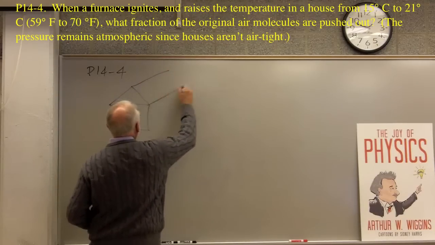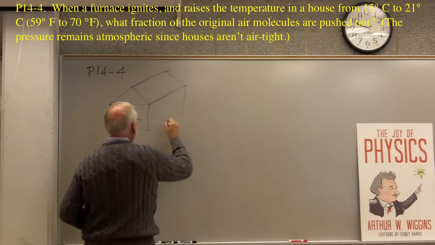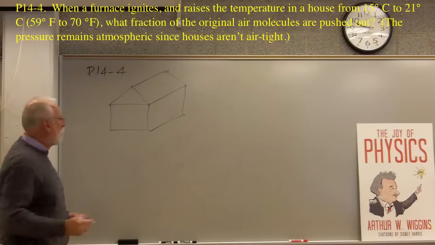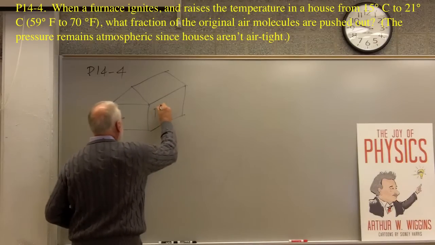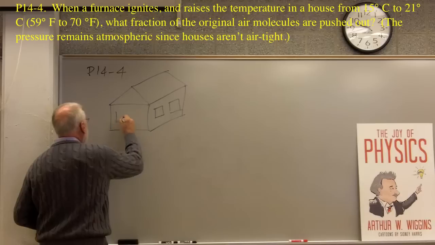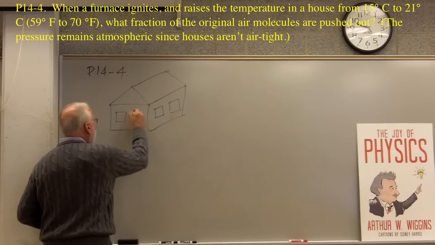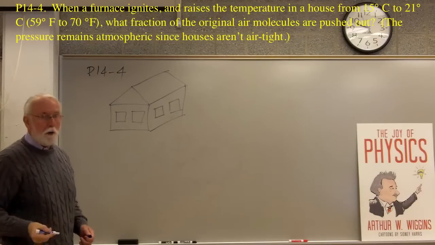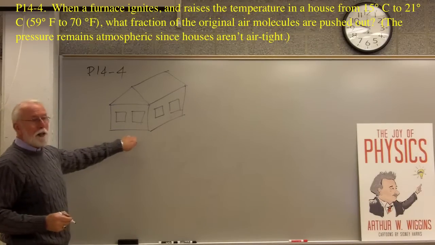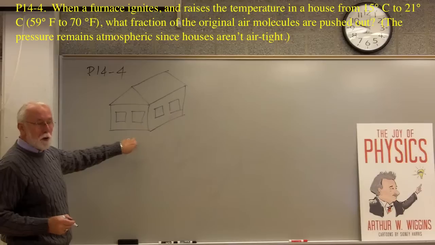We'll give this a roof, like so. Now it looks like a Monopoly piece. Let's put some windows in it. Here's some windows. These are the good kind where you can actually see both in and out. Isn't that nice? Okay, sorry. So this is the house in condition number 1, 15 degrees C, a little cool.